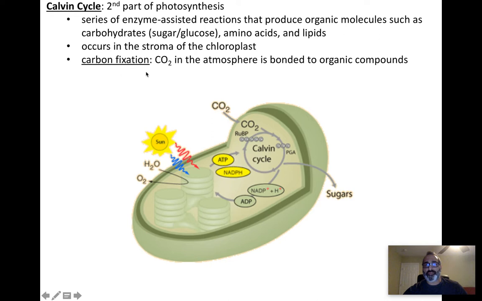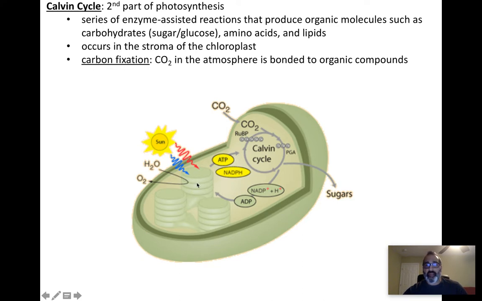A term I already mentioned: carbon fixation. This is a term in which carbon dioxide in the air, which is not organic, is bonded and converted into something that is organic. So where does part 2 take place? In the stroma of the chloroplast. Part 1, the light reactions, takes place in the thylakoid, specifically in the membrane of the thylakoid.